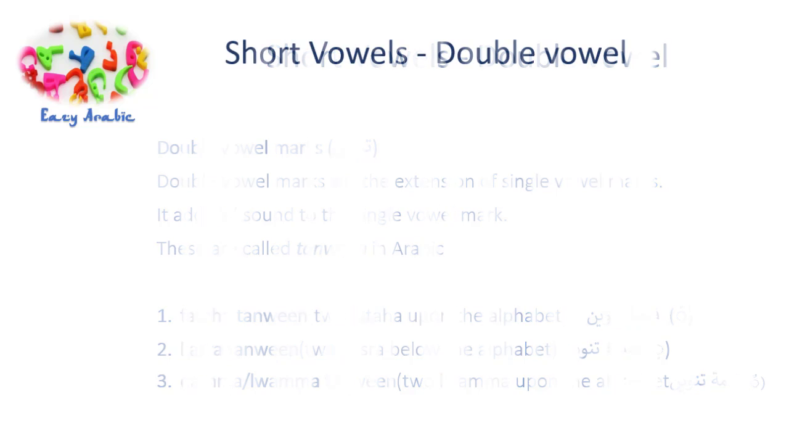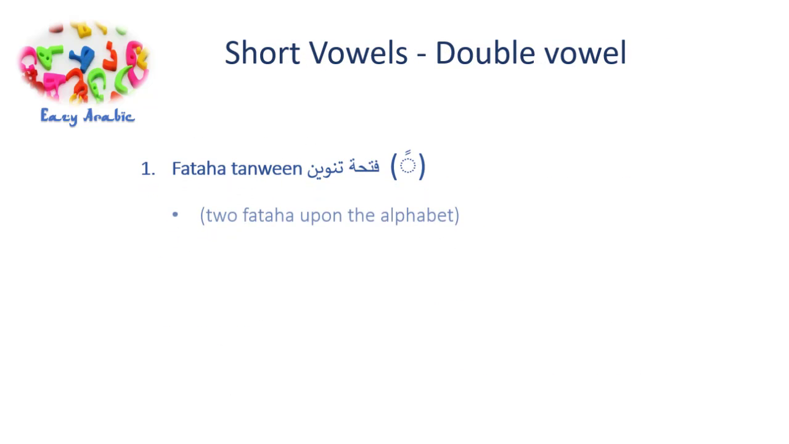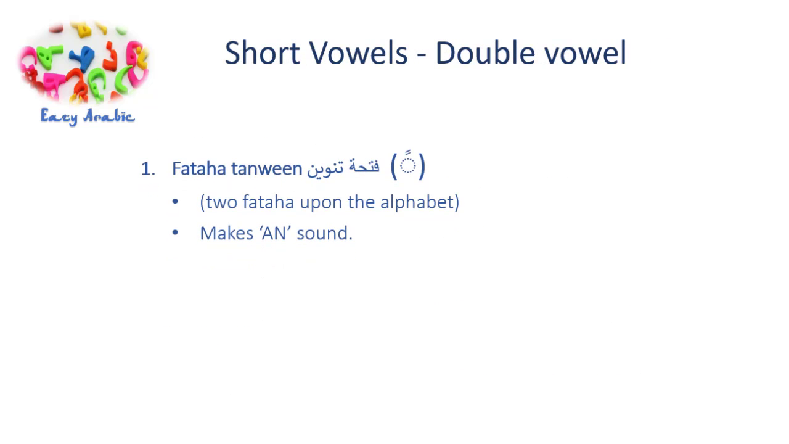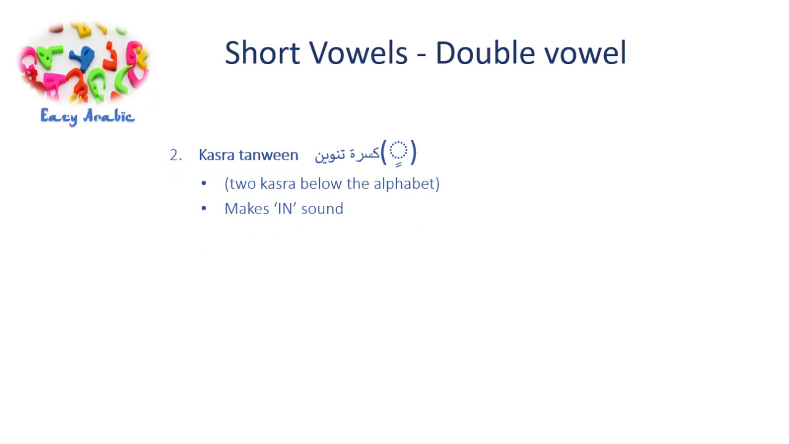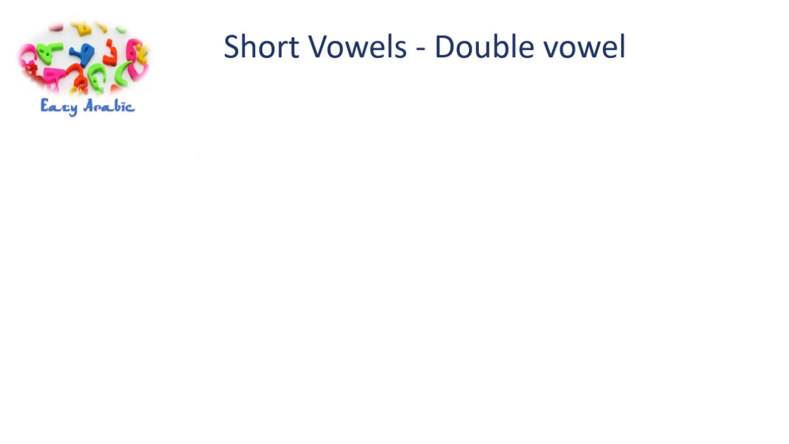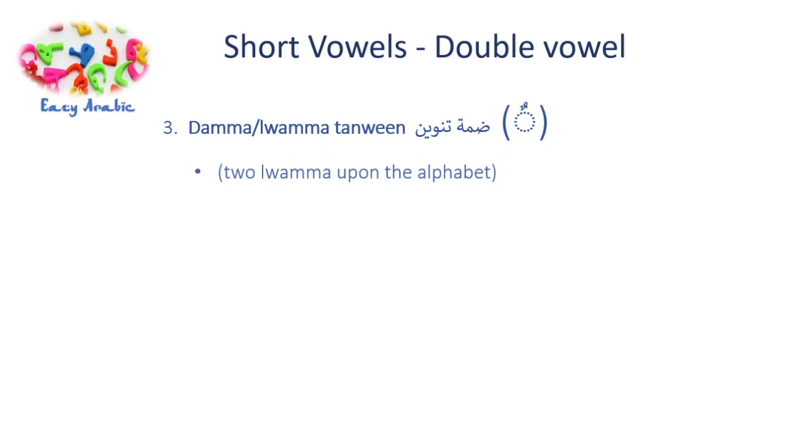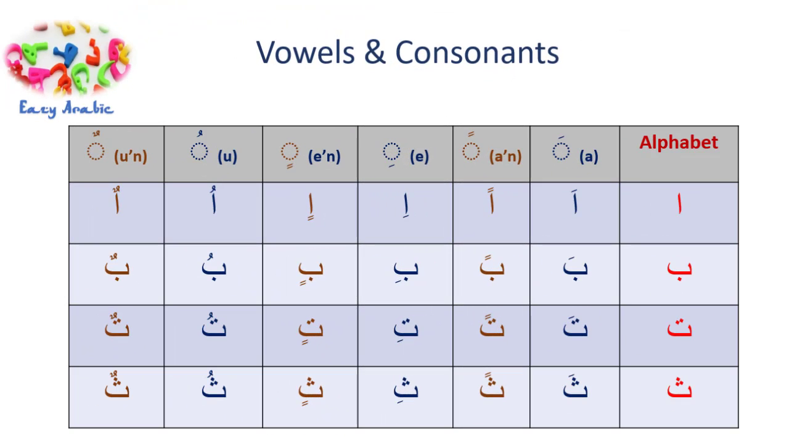Fatah tanween: two fatahs upon the alphabet, which gives an an sound. Kasra tanween: two kasras below the alphabet, which gives an in sound. Damma tanween: two dammas upon the alphabet, which gives an un sound. Let us consider double vowels with the first four alphabets.